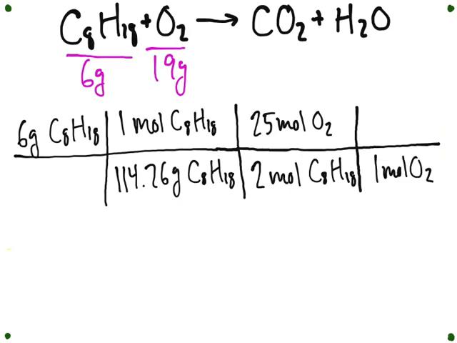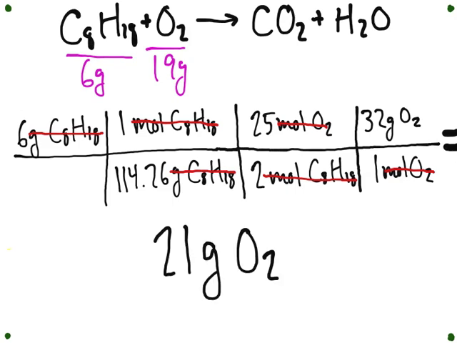And we know that in every mole of O2, there are 32 grams, which we also know from looking at the periodic table. So now we can multiply all the top values together and divide them by all the bottom values, and our measurements also cancel out. You should end up with 21 grams of oxygen. This number means that if we had 6 grams of octane in our reaction, we would need 21 grams of oxygen to completely combust that octane.